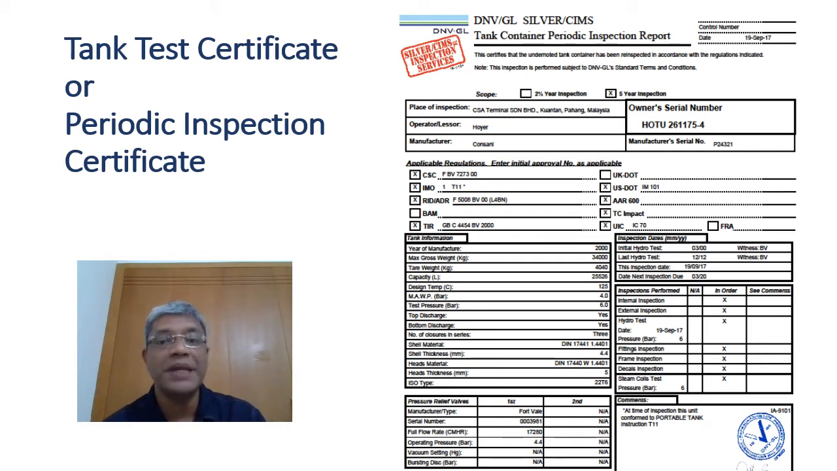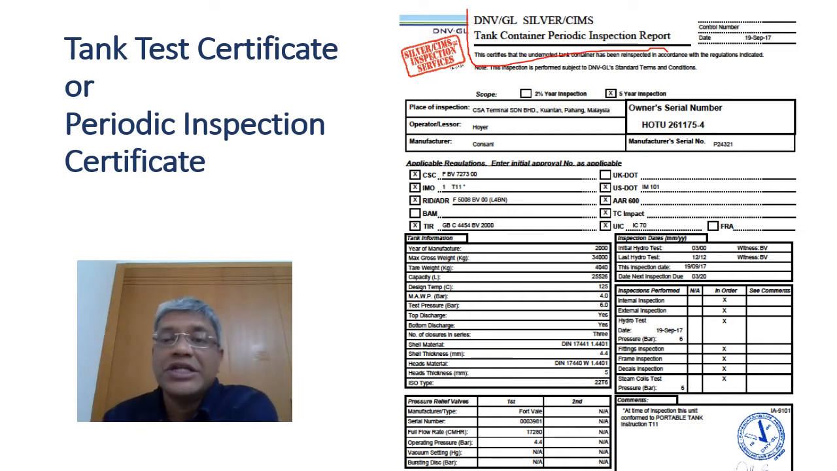Now, at the end of completion of the test, there will be a test certificate which is issued by a third party company. The third party company in this case, which you can see here, is DNV. We will go into detail of this particular report so that you will understand what I'm talking about. So DNV is the company that has done this inspection.